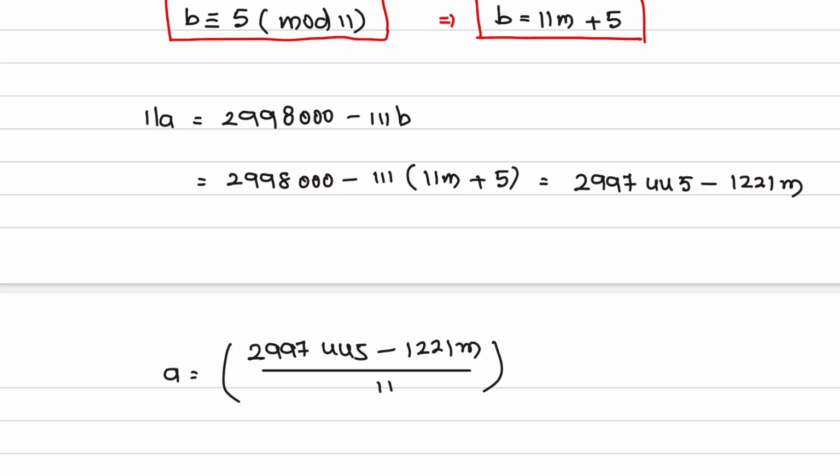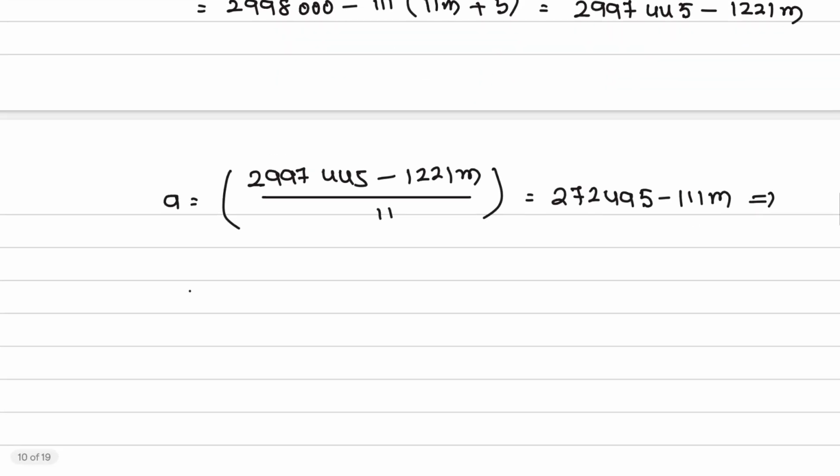Two nine nine seven double four five. When divided by 11, it is 272,495 minus 1221 divided by 11, that is equal to 111m. That implies A is equal to 272,495 minus 111m.